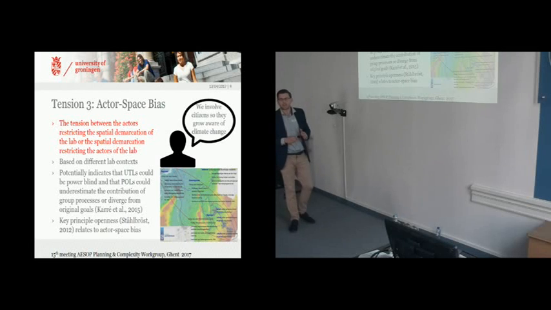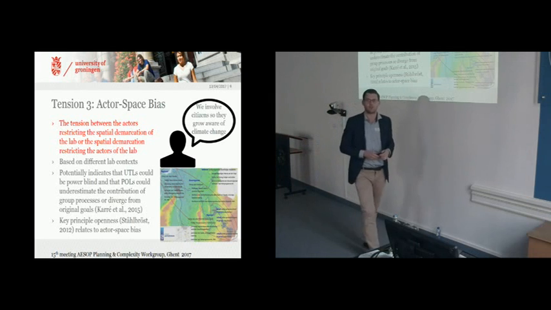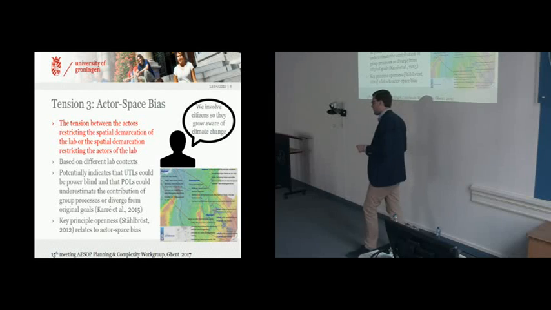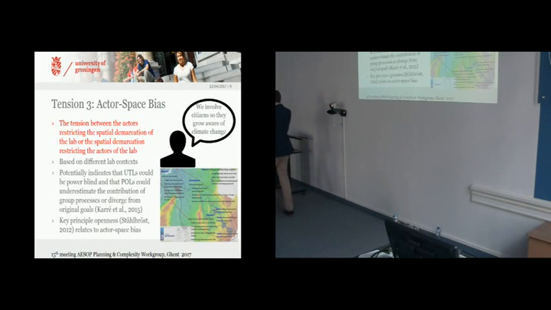Finally, the third tension, the actor space bias. It's the tension between the actors restricting the spatial demarcation of the lab, or the other way around, the spatial demarcation restricting the actors of the lab. So what does this mean? If you start a lab, do you start with a group of actors and you say, okay, this group of actors is going to address an issue, and then you fix the area? Or do you do the other way around? This is the area in which we want to address a specific issue, and then we gather the actors that can handle this. So it's based on the tension between different lab contexts.